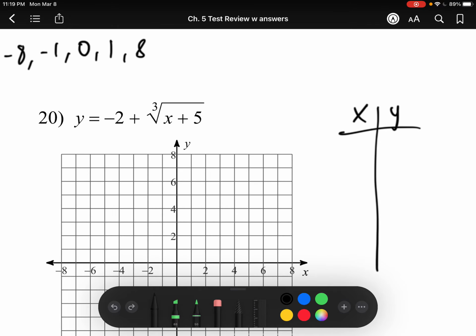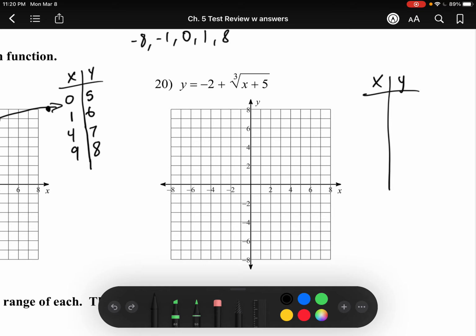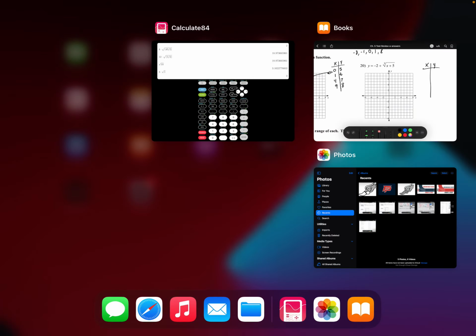Next, you would think, okay, what number do I need to plug in for x to make my radicand equal to 1? Well, to do that, you would have to do -4, right? -4 plus 5 is equal to +1. And then you could take the cube root of 1. Then you would also think, what do I need to plug in to make it -1? What do I need to plug in to make it -8? I would say, okay, well, -8 minus 5, which is -13, because then -13 plus 5 gives me -8.